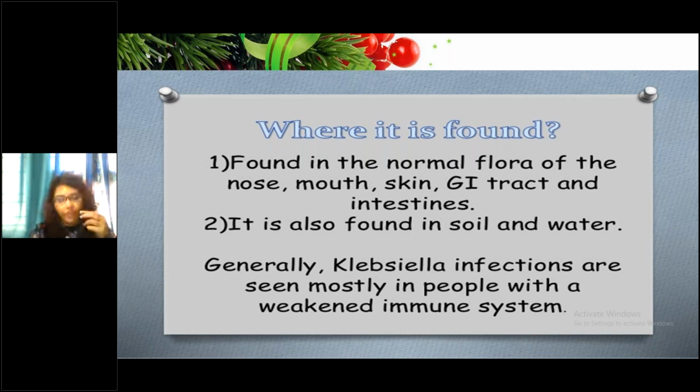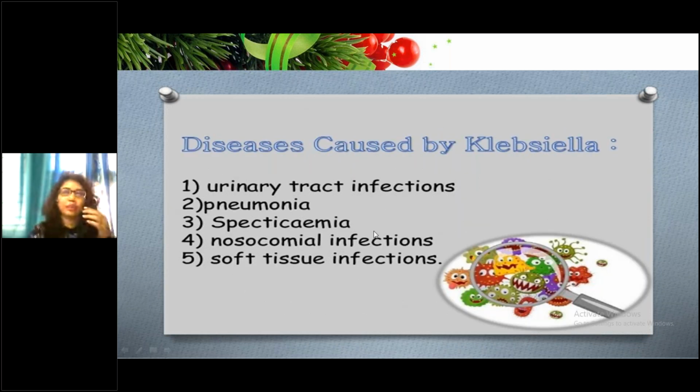So there are different types of infections which can be caused by Klebsiella, like urinary tract infections, pneumonia, septicemia, nosocomial infections, soft tissue infections, surgical site infections. So any type of infection which can occur in the hospital can be caused by Klebsiella, and Klebsiella is especially problematic because of its antibiotic resistance.